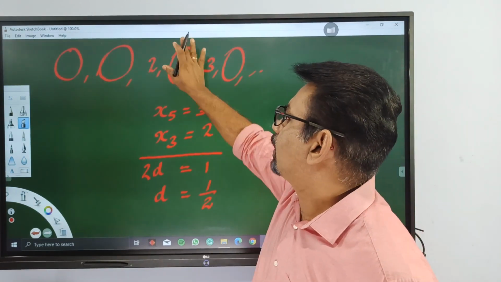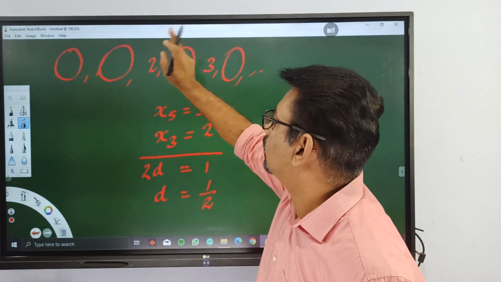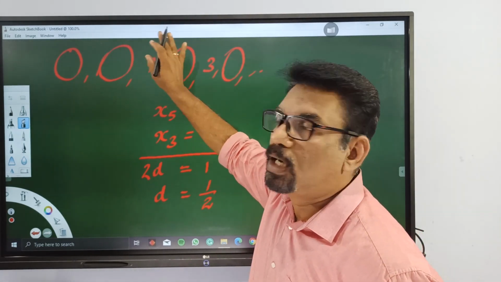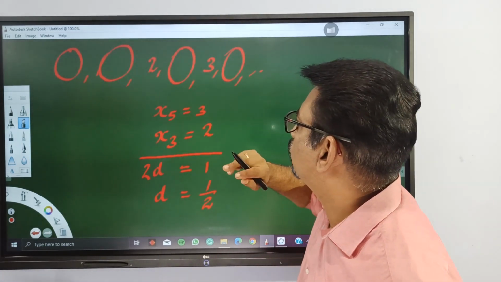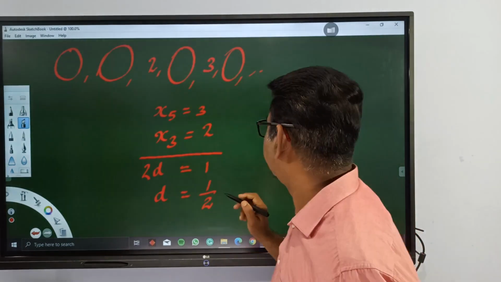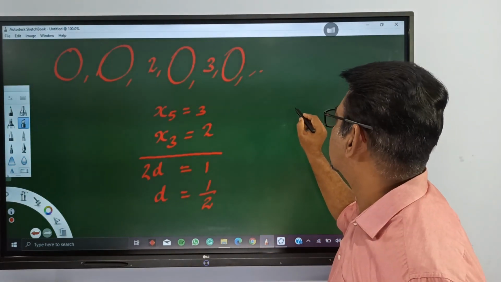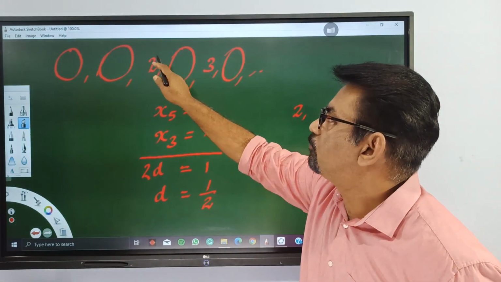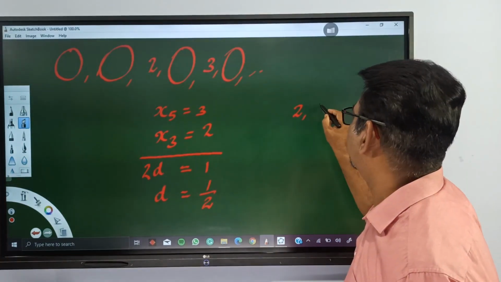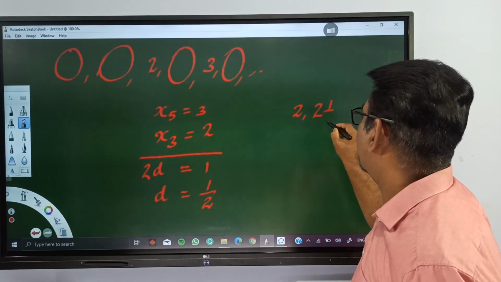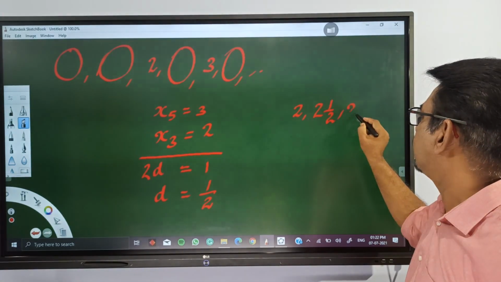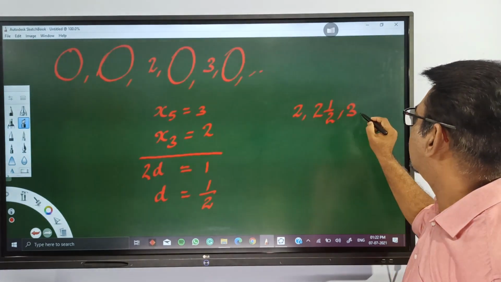So, in order to get each term, we have to add half to the preceding term. Let us write the sequence like this. Let us write 2 first. Then this is half more than 2, that's equal to 2 and a half, or 5 by 2. And this is 3. Then the next term is 3 and a half.